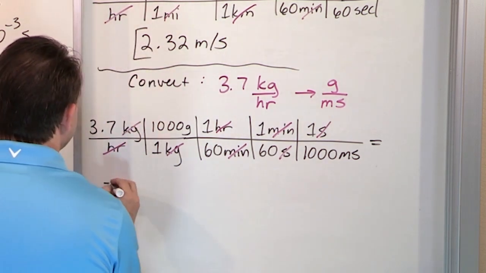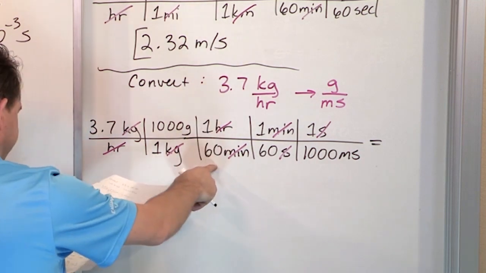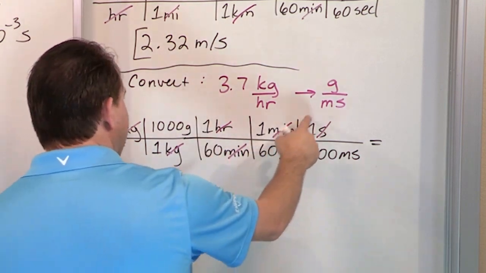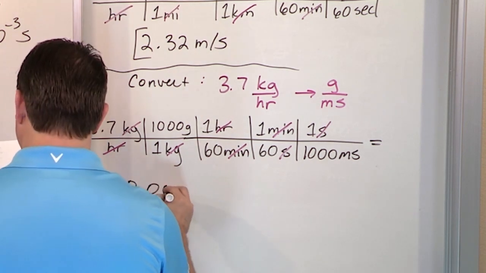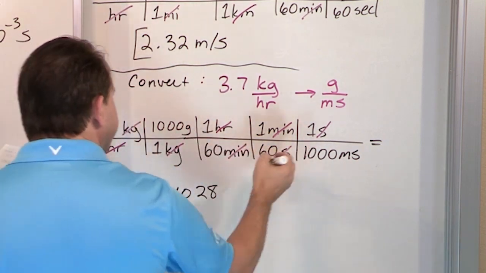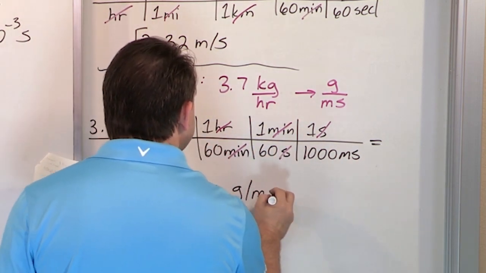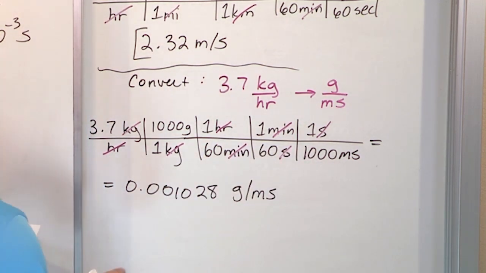Start with 3.7 times 1,000 divided by 1 times 1 divided by 60 times 1 divided by 60 times 1 divided by 1,000. And what you will get is 0.001028. The unit is grams per millisecond. That's how many grams flow through this pipe of water every single millisecond. It's a small number, okay?